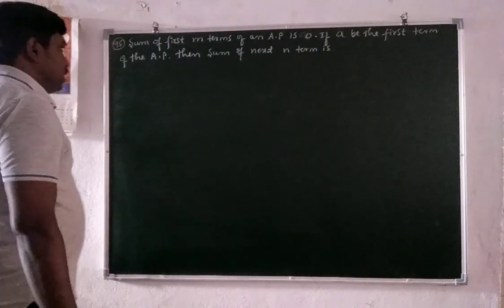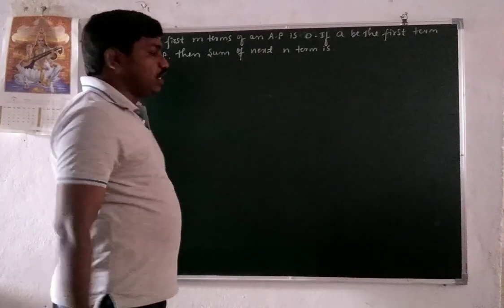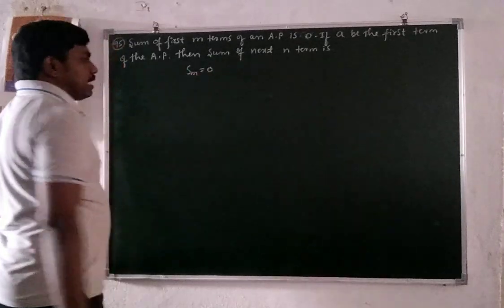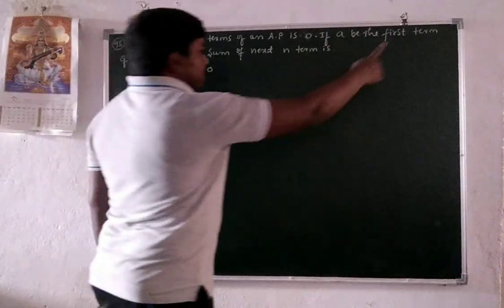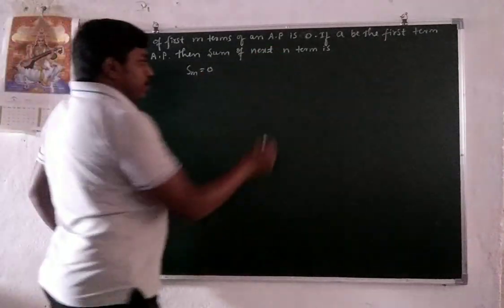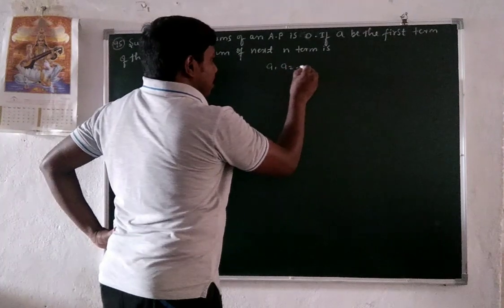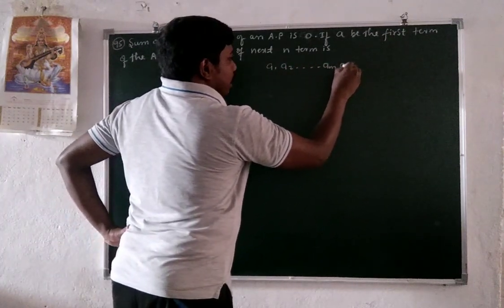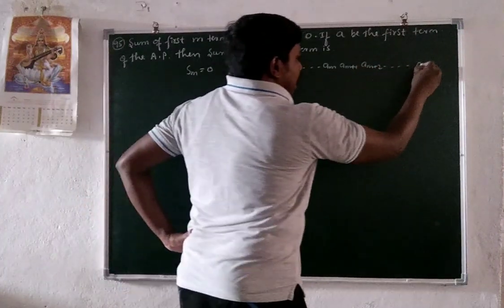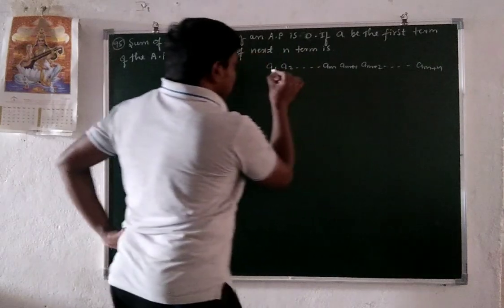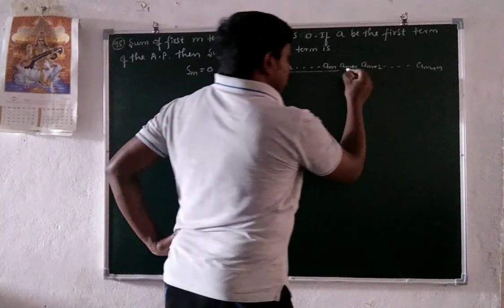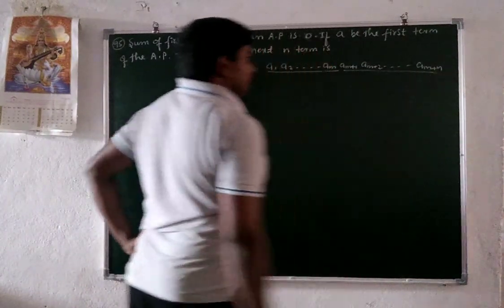Question number 95. The sum of the first m terms of an AP is 0, that is, Sm is equal to 0. If a is the first term of the AP, then find the sum of the next n terms. The sequence is a1, a2 up to am, and the next terms are a(m+1), a(m+2), up to a(m+n). The sum of the first m terms is 0, so we need to calculate the sum of the next n terms of the AP.